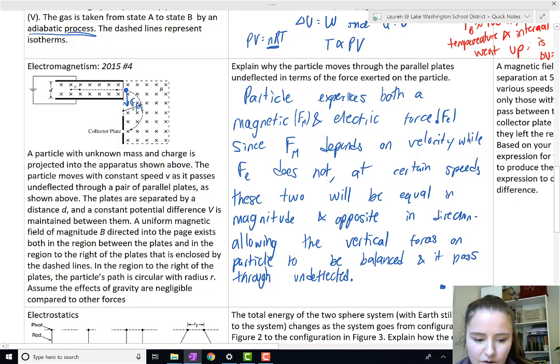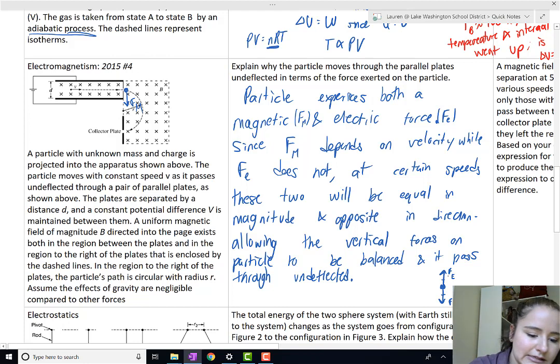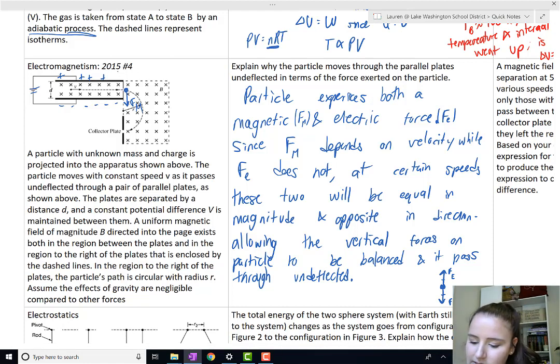Okay, so when it goes through that field, if its velocity is out and the magnetic field is into the page, it's negative, so we flip the force. The magnetic force is going to be down, which means the electric force will be up, which makes sense because as it's drawn, this is our negative plate and this is our positive plate. So the negative particle would be attracted to the positive and have that force upward, causing that balance of the forces.